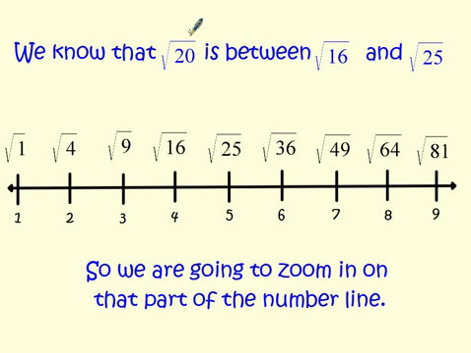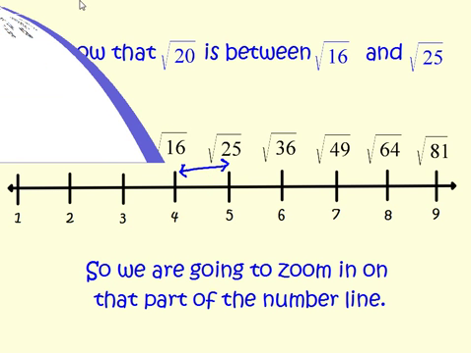First, I'm going to say that the square root of 20 has to be in between the square root of 16 and the square root of 25. So I know that it's going to fall somewhere in this range. So that's going to tell us that it's greater than 4 but less than 5. We're going to zoom in just on that part of the number line.